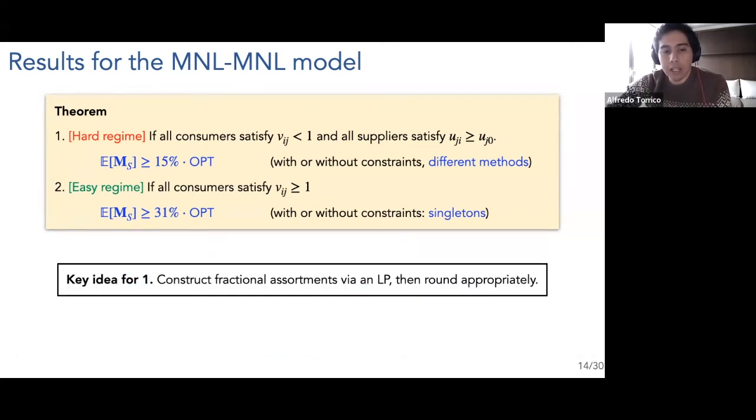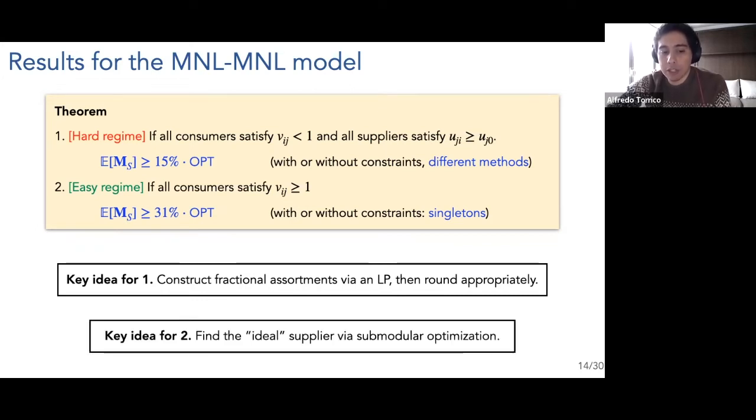Okay, so the key idea for the first result is that we construct fractional assortments via a linear programming formulation of a relaxation of this problem, and then we have to round appropriately. Given that we obtain a fractional solution, we need to obtain as the final output a feasible solution for the problem. The key idea for the second result is that we have to find these ideal suppliers so they are more likely to stay in the market. And we find that by using techniques from submodular optimization. Any questions on our results?